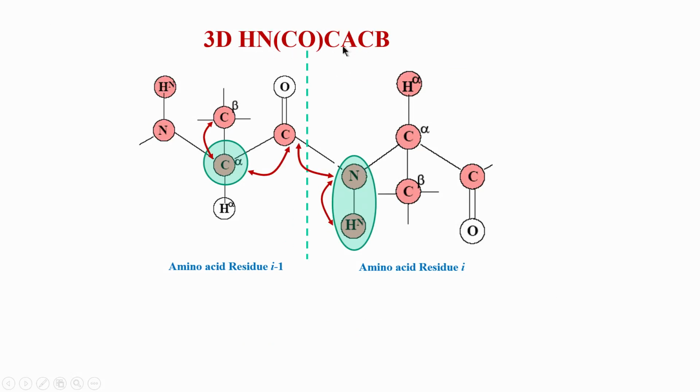If you recollect HNCO CA, we went from HN to CO, from N to CO, and from CO we went to C alpha. But here we are going one more step further and getting the chemical shift of C beta as well. So, this is a longer transfer compared to what we did in HNCO CA, but we have to go longer because we need to get the chemical shift of beta.